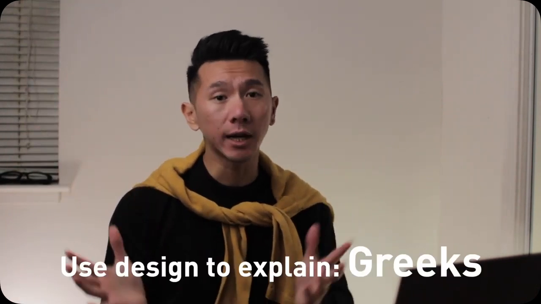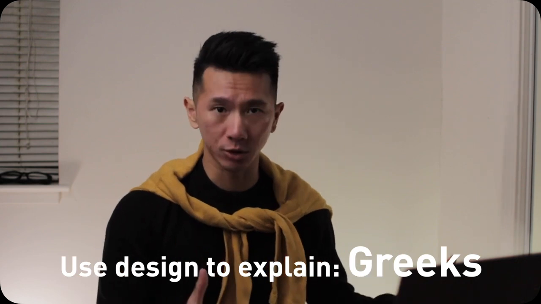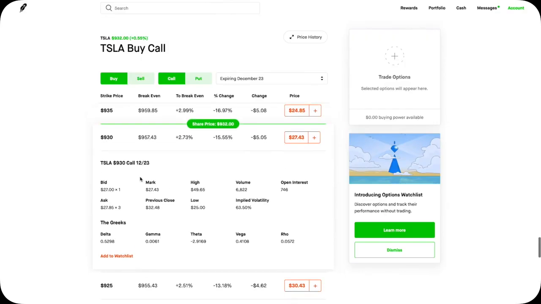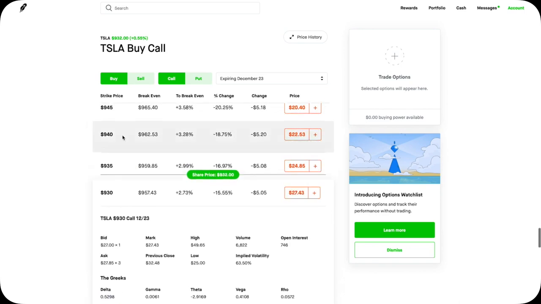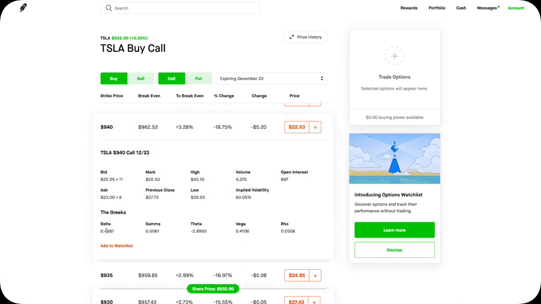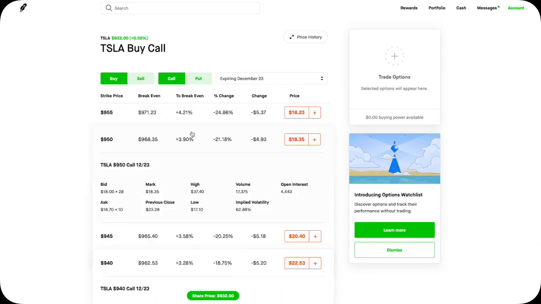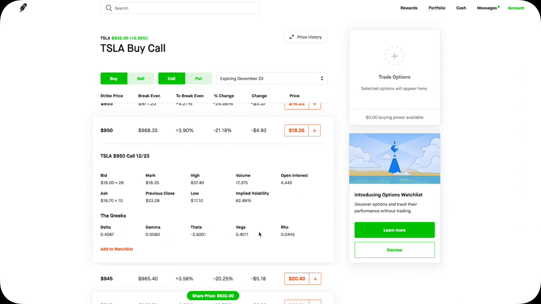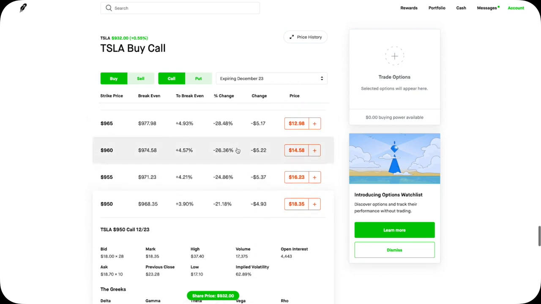I'm a designer working in Silicon Valley, and I'm here today to use design to help explain Greeks in option trading. The very first thing you need to know is that these Greeks are different for each option contract. This 930 Tesla call, for example, has a delta of 0.53, but for the 940 call, the delta is only 0.47. In a nutshell, Greeks are risk factors, and each option contract has a different strike price, so they all have different risk factors and hence a different set of Greeks.